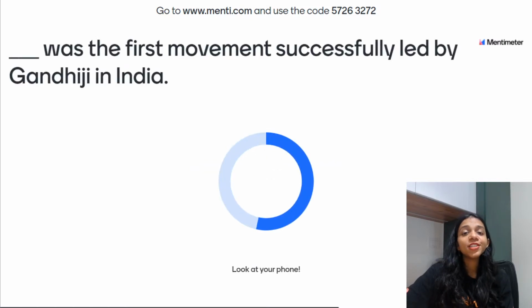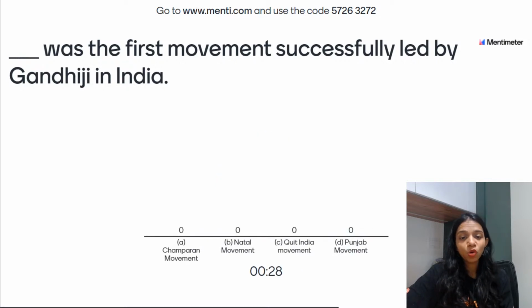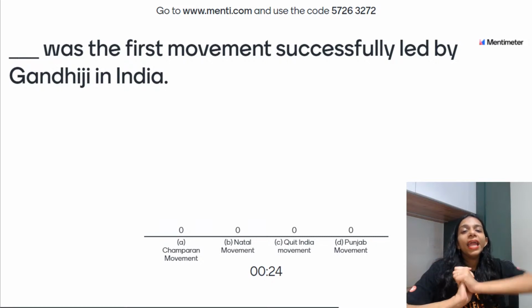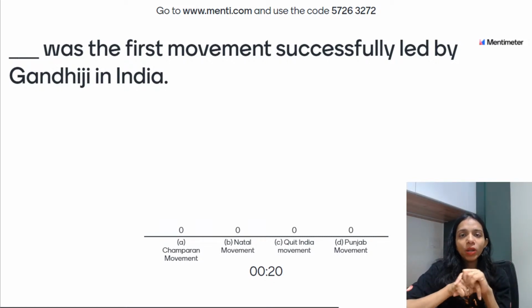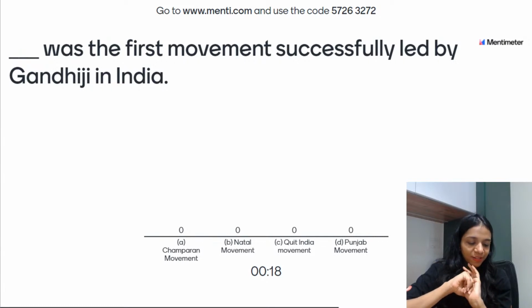Dash was the first movement successfully led by Gandhiji in India. Champaran movement, Natal movement, Quit India movement और पंजाब movement. इंडिगो फार्मर्स के लिए उन्होंने ये लड़ाई लड़ी थी एक छोटे से विलेज में बिहार में. Come on, come on. Easy question.